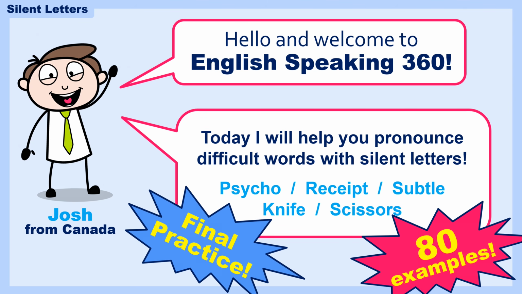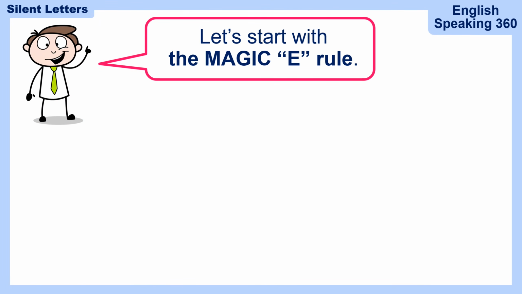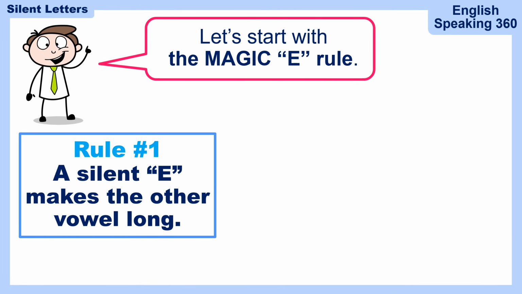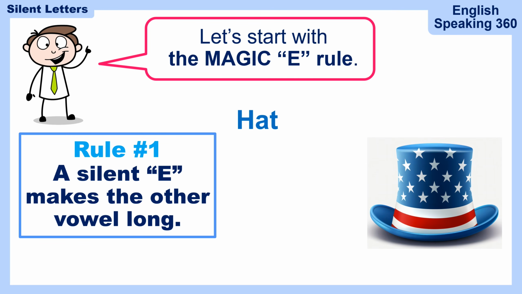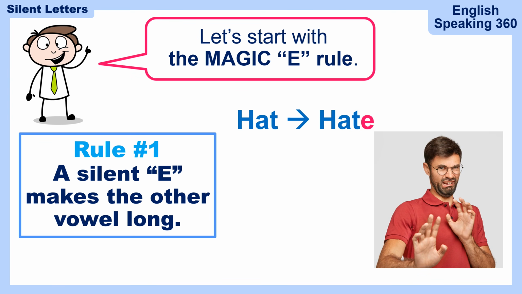Let's get started. Let's start with the magic E rule. That is rule number 1. A silent E makes the other vowel long. Let me explain it with an example. Hat. Hat is a short vowel. The A is short. But if you add an E to hat, it becomes hate. Hate is a long vowel sound. The A becomes longer because of the silent E.